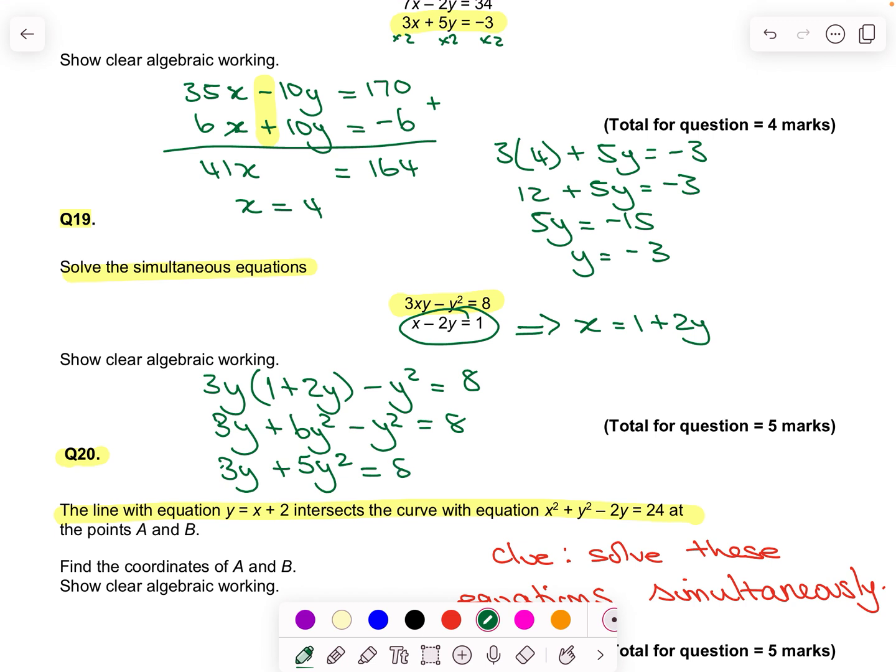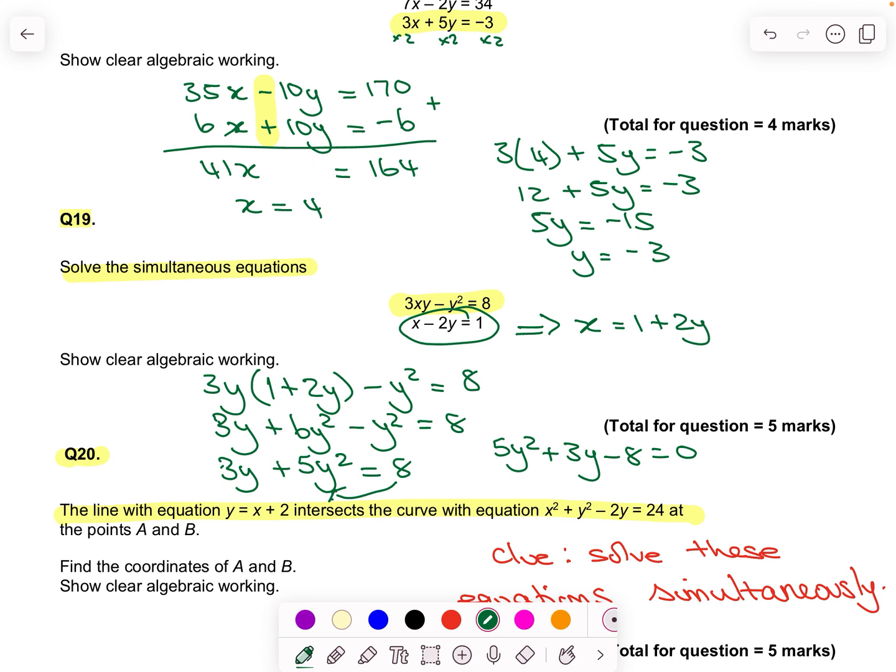equals 8. Take it all onto one side. I'm going to take the 8 over here so that I now have an equation I can solve, which is 5y squared plus 3y minus 8 equals 0. Right, let's hope I can factorise this.